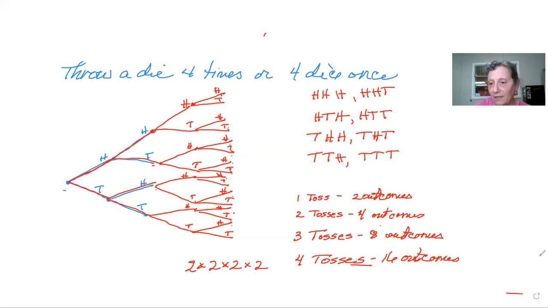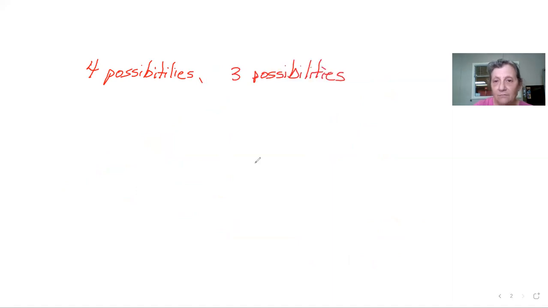Now, what if we had a situation where we had 4 possibilities for the first outcome and 3 possibilities on the second? I don't know, it could be absolutely anything. So they come up with these problems where they say they've got a dice that's got 3 sides to it. Physically, that's not even possible. So we won't get into an argument about that.